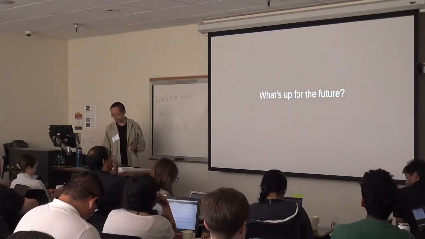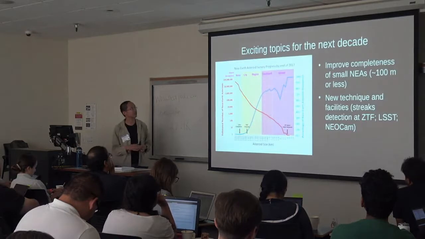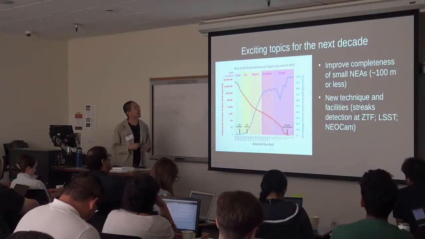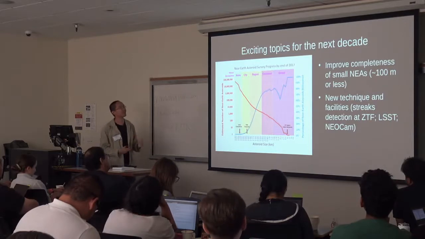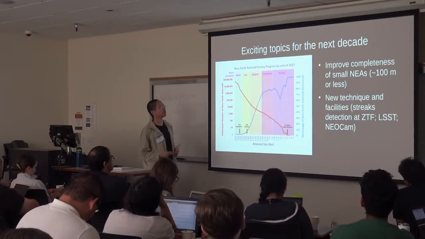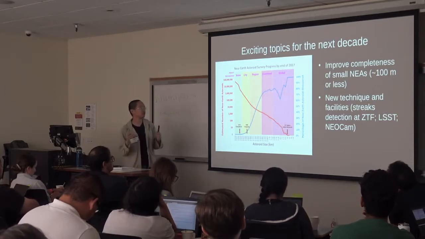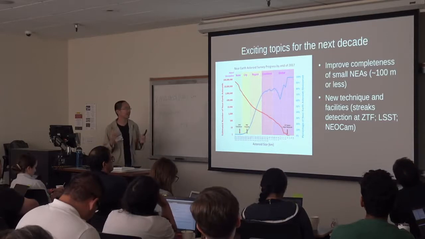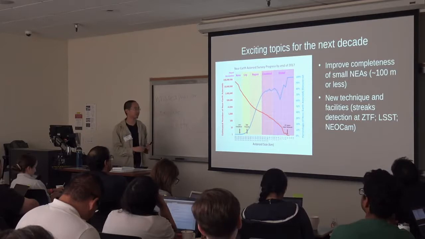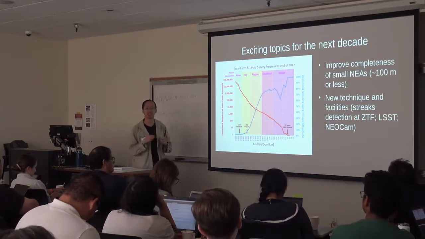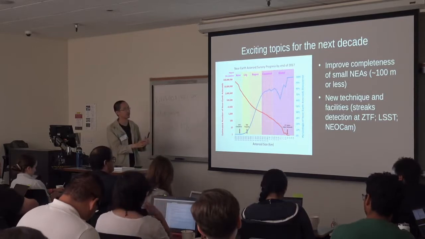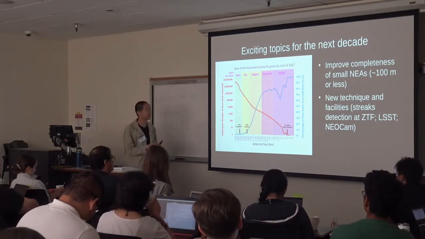So for the last few slides, what's up for the future? This is a little bit of a personal opinion, because a lot of interesting things are happening. But I think the most interesting topic in the next few decades in this area would be to improve the completeness of small near-Earth asteroids, like 100 meters in size or less. And this is one big reason why at ZTF we are actively developing a software package to detect trailed objects, because they represent some of the smallest near-Earth asteroids that can ever be detected.